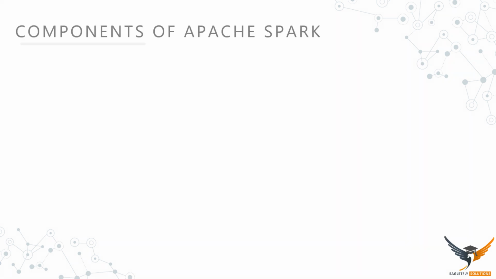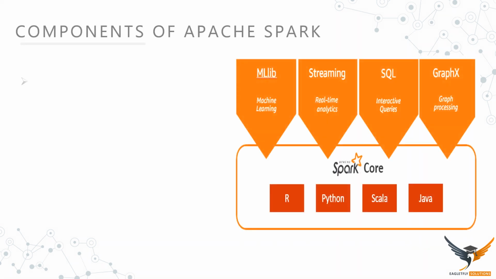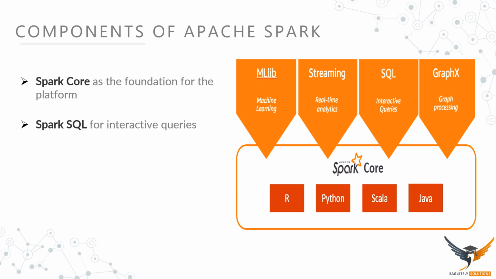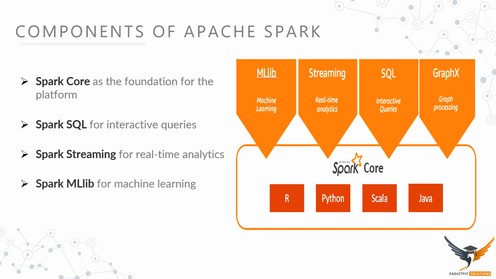Now let's discuss the components of Apache Spark. Spark Core, which works as the foundation of the platform. Spark SQL, which is used for interactive queries. Spark Streaming, which is used for real-time analytics. Spark MLlib, which is used for machine learning, and Spark GraphX, which is used for graph processing. Now let's discuss each of them one by one.